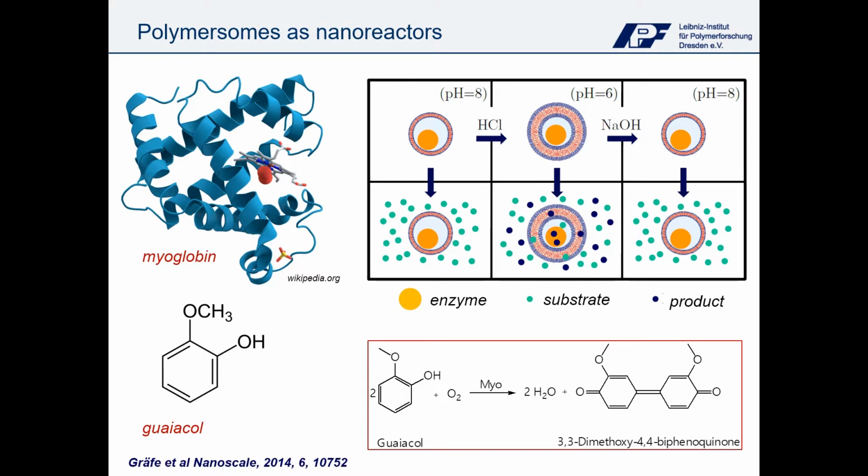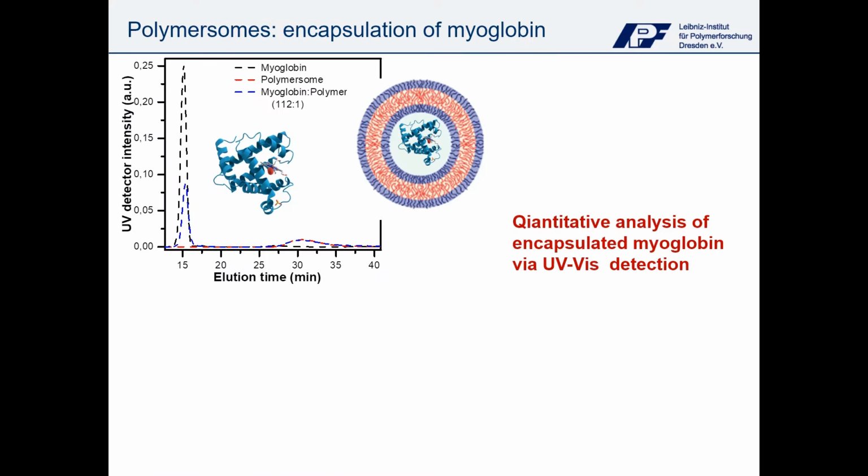Polymersomes can be used, for example, as nanoreactors if they are encapsulating enzymes or catalysts. In this particular case, I will show you an example of myoglobin encapsulated in a polymersome, which is able, depending on the pH value, to transform guaiacol into biphenolquinone. The question appears: how many myoglobin molecules can be encapsulated within one polymersome?